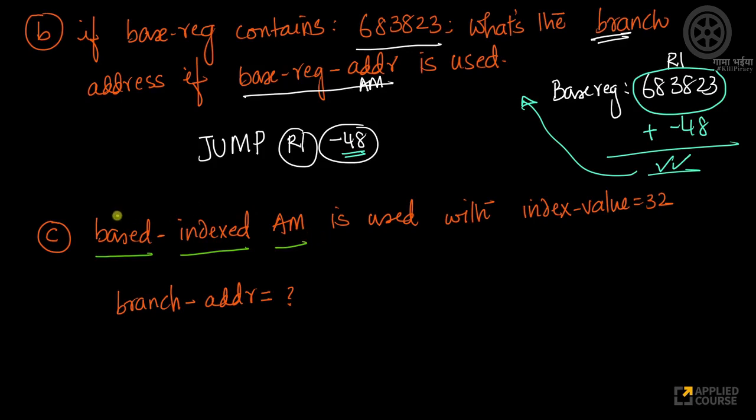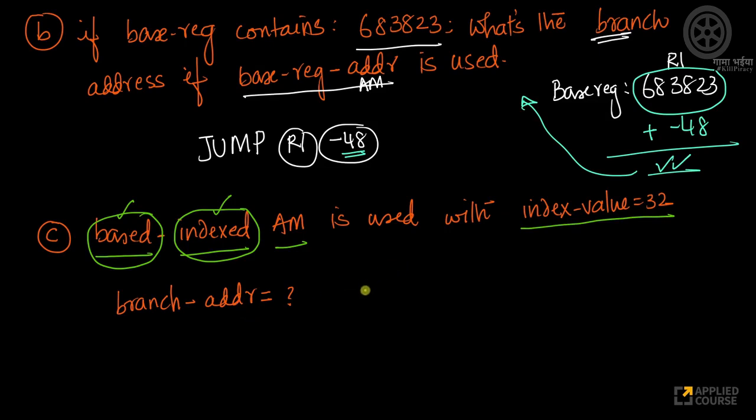Look at this, they're doing both based as well as indexed addressing mode. Again, here we have learned what is indexed addressing mode, right? Like the array indexed. Based basically means you have the base address. So what does it say? This addressing mode uses both the base register and an index register with the index value equals to 32. Then what is the branch address?